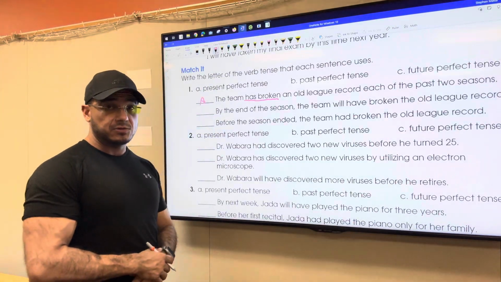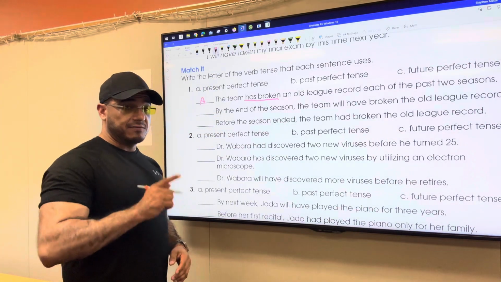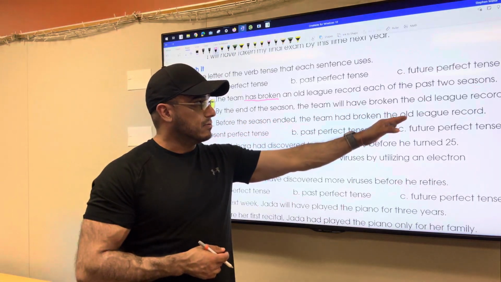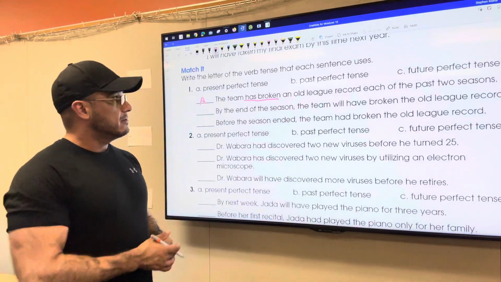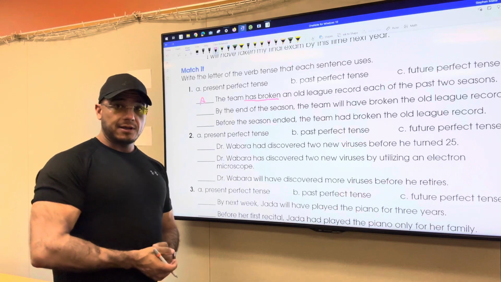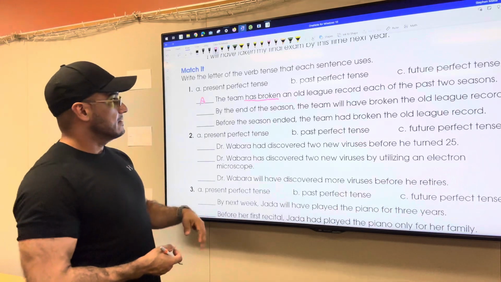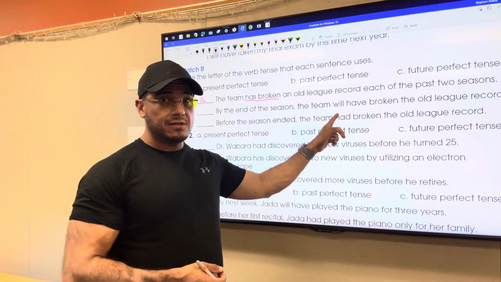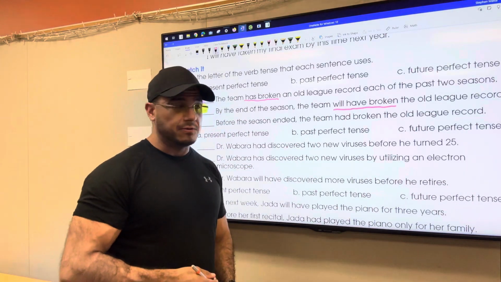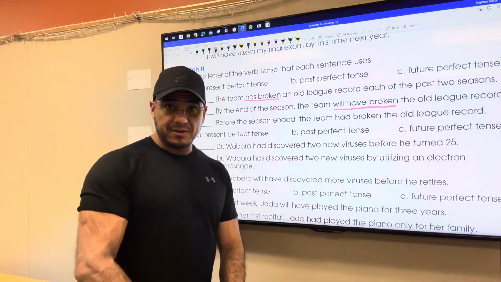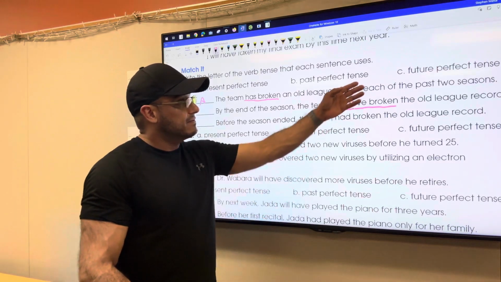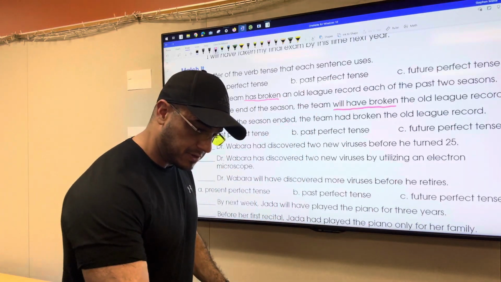Now for sentence number 2, this is where you're going to try it, but I'll read it for you. By the end of the season, the team will have broken the old league record. Again, go ahead and figure out what your indicator is and what tense it's in. All right, you've hit play. By the end of the season, the team will have what? Broken. There's your past participle. It hasn't happened yet, so it's hypothetical. If it hasn't happened yet, it's got to be in the future perfect, so I'm going to label it as that.